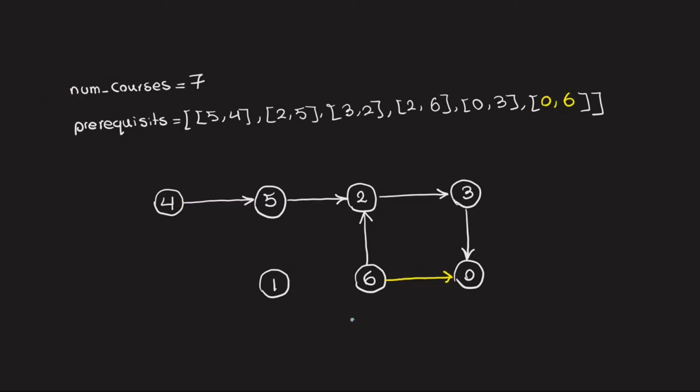Now let's look at this example where we changed one edge, and now with this new direction of the connection, we don't have a cycle and we actually have a directed acyclic graph, and because of that it is possible to take these courses. Okay, let's start writing the code.